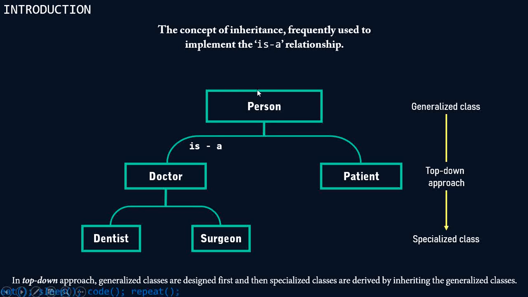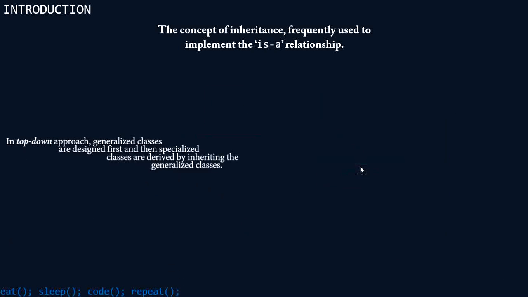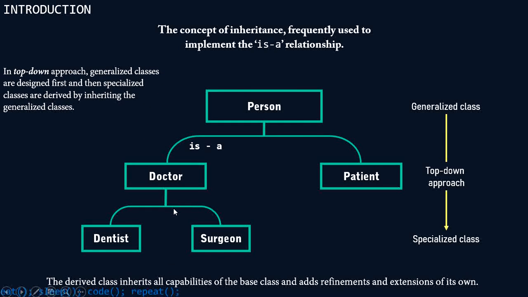Okay, so this is the base class over here. Whatever the data, whatever the functions are in it can be utilized by the doctor as well as dentists and surgeons, because these are the specialized classes which are derived from this generalized class. So this is nothing but a top-down approach. The derived class inherits all the capabilities of the base class and adds refinements and extensions of its own.